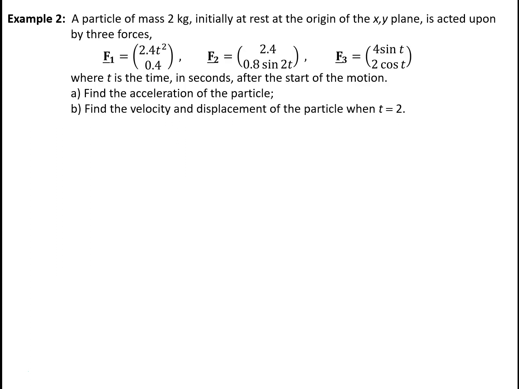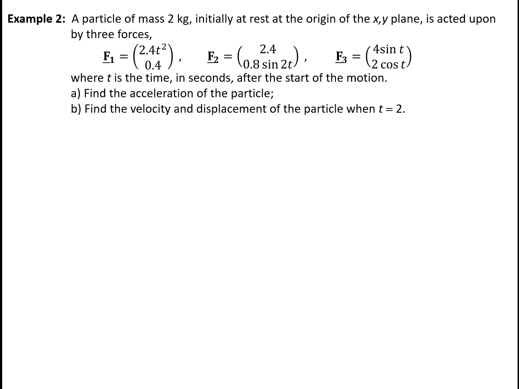So, example 2, we've got a particle of mass 2 kilograms, which is initially at rest at the origin on the xy plane. It's acted upon by 3 forces, F1, F2 and F3, as shown in the question, where t is the time in seconds after the start of the motion. We've got to find the acceleration of the particle, and we've got to find the velocity and displacement of the particle when t equals 2.